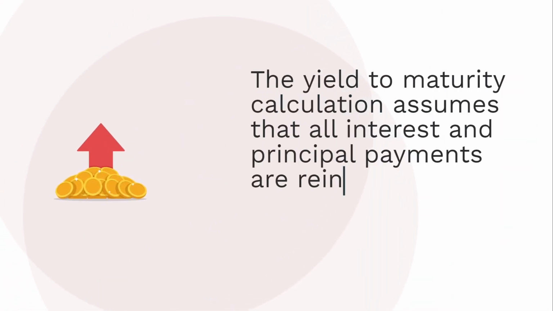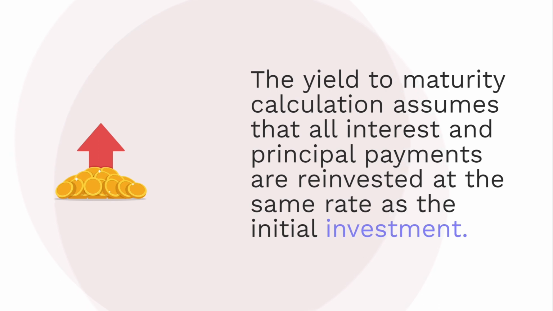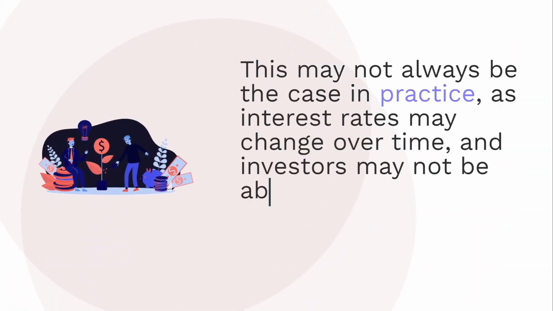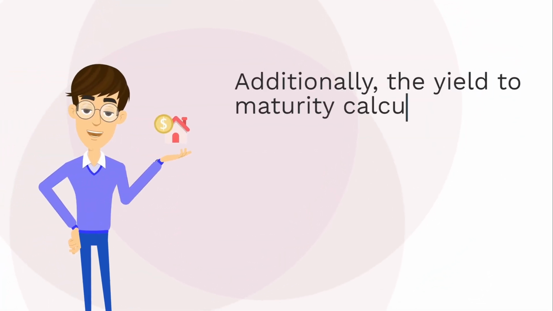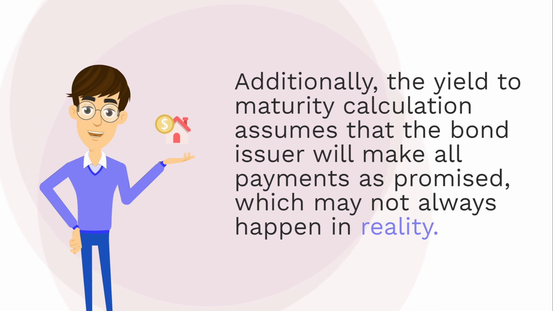The yield to maturity calculation assumes that all interest and principal payments are reinvested at the same rate as the initial investment. This may not always be the case in practice, as interest rates may change over time, and investors may not be able to reinvest their cash flows at the same rate. Additionally, the calculation assumes that the bond issuer will make all payments as promised, which may not always happen in reality.